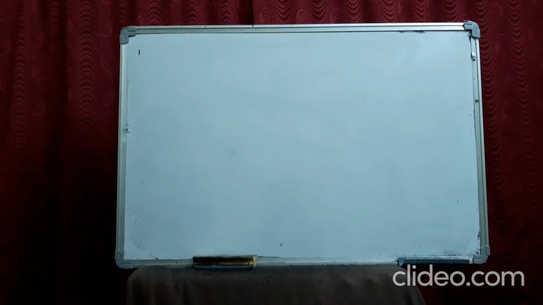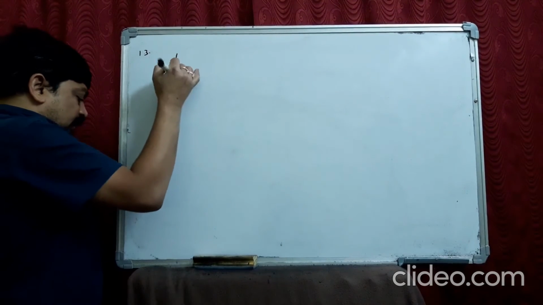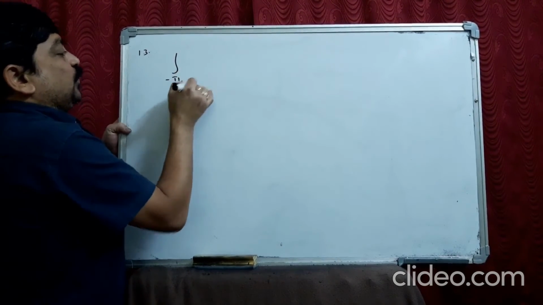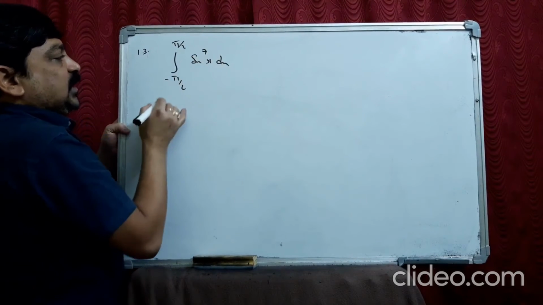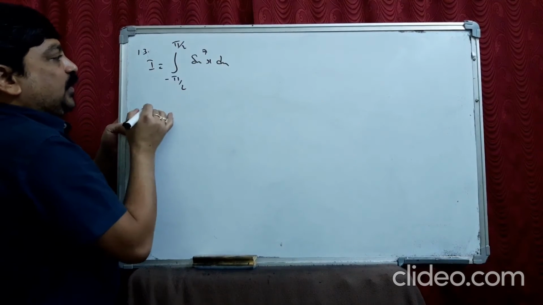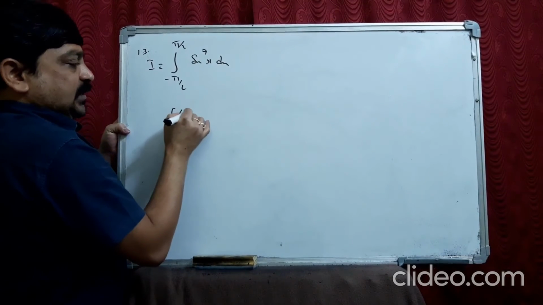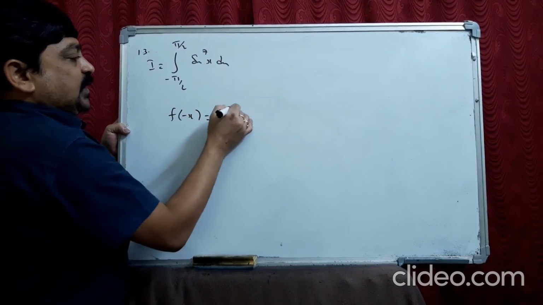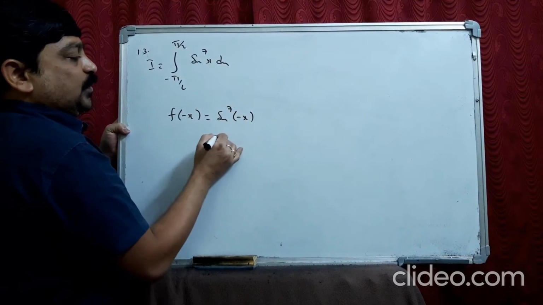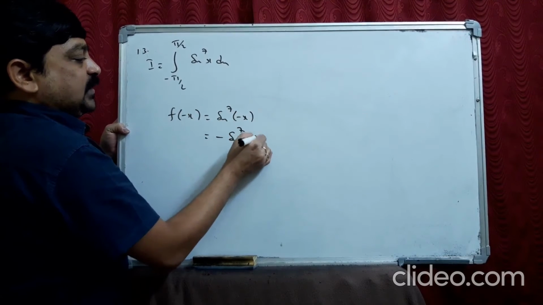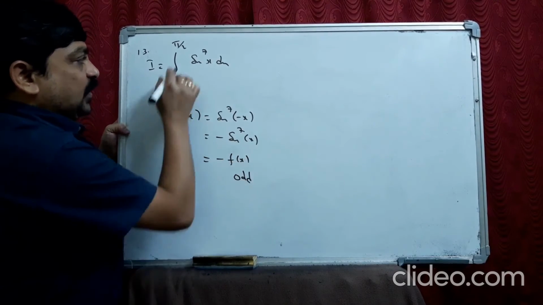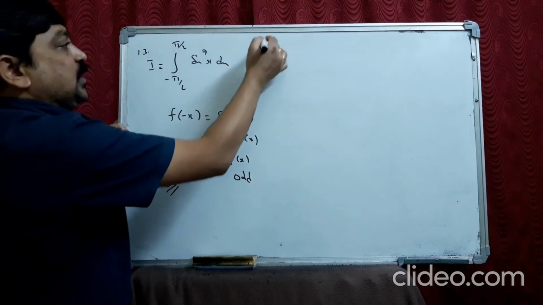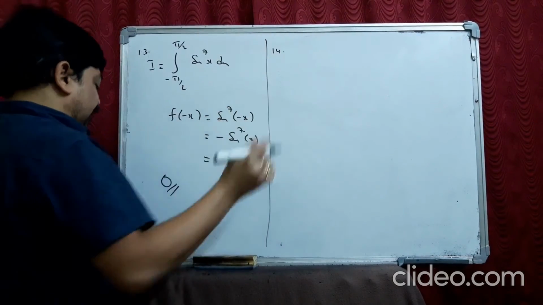See the 13th question. Integration minus pi by 2 to pi by 2 sine power 7x dx. When it is minus a to a, we take f of minus x. It will be sine power 7 of minus x, so it becomes minus sine power 7x. It means minus f x, so it is an odd function. Then the answer is 0, directly you can take.